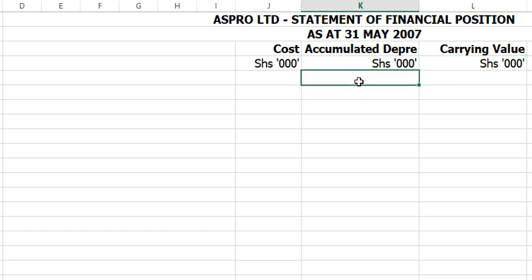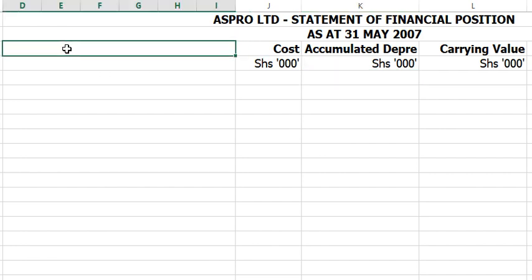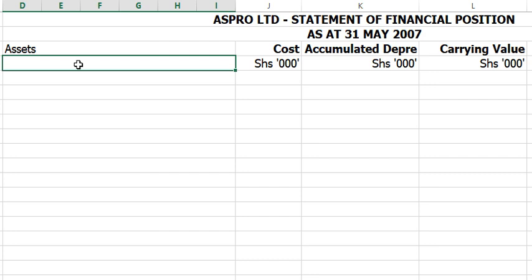So I have my heading here, so you have to write the heading, that is Aspro Limited statement of financial position as at 31st May 2007. We need a column for the cost, then accumulated depreciation as well as the carrying value. But these three columns mainly help us when it comes to the non-current assets. So in the statement of financial position, we start with the assets, and then under assets we shall start with the non-current assets.